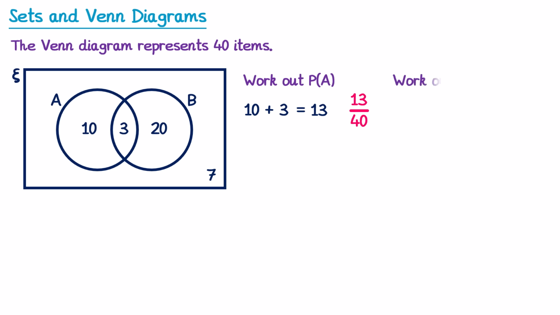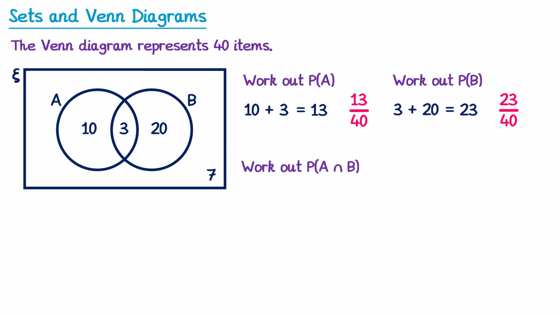If we were asked to work out the probability of B, we'd do the same idea but for the B circle. So in the B circle we have 3 and 20, which makes a total of 23. So the probability will be 23 out of the total 40 items.